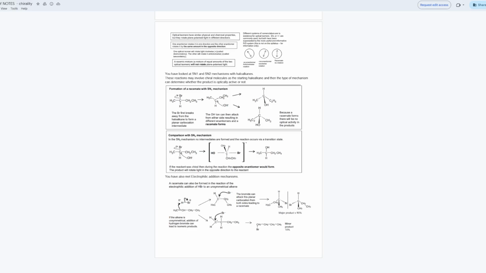Okay, so if the alkene is unsymmetrical, addition of hydrogen bromide can lead to isomeric products. The bromide can attack this planar carbon from both sides, leading to a racemate. Interesting. As well, so there are two things that can happen.